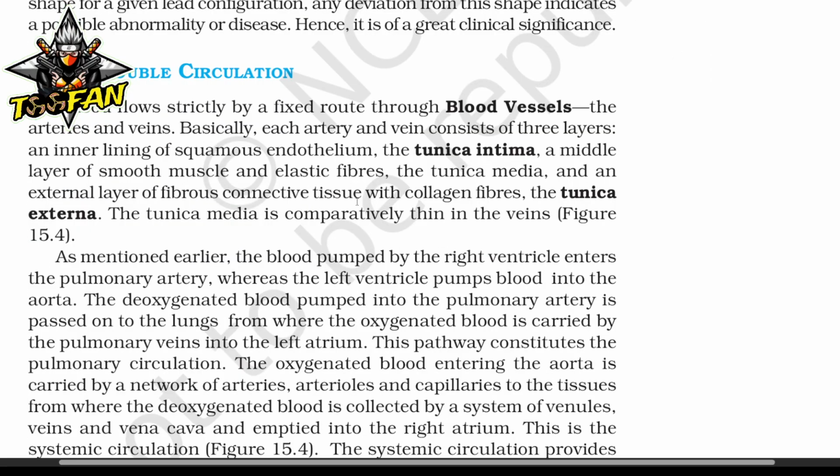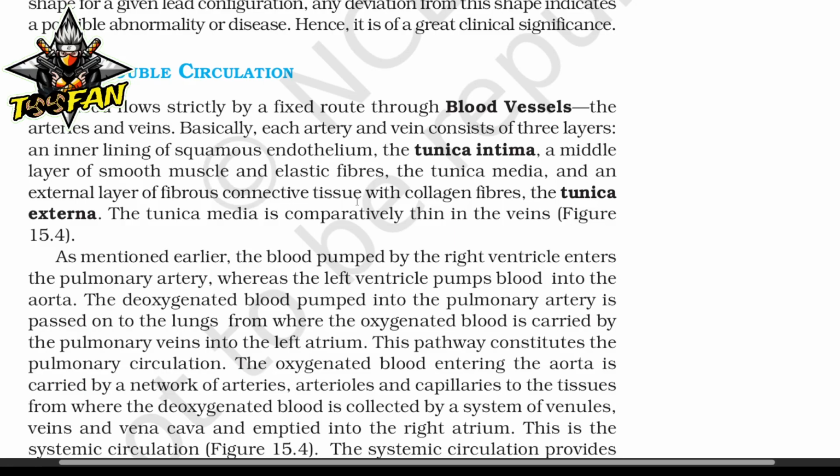Double circulation. The blood flows through a fixed route of blood vessels, the arteries and the veins. Basically, each artery and vein consists of three layers: the inner layer lined with squamous epithelium, the endothelium or tunica intima, a middle layer of smooth muscle and elastic fiber, the tunica media, and an external layer of fibrous connective tissue with collagen fiber, the tunica externa. The tunica media is thick in arteries and comparatively thin in the veins.